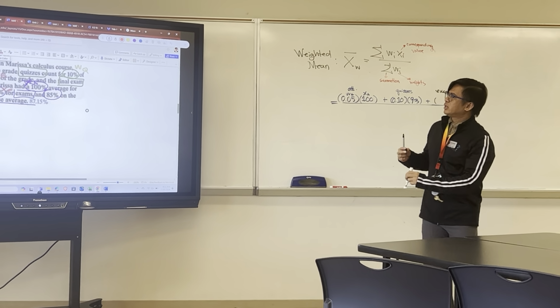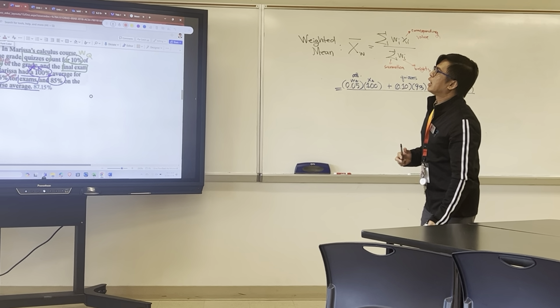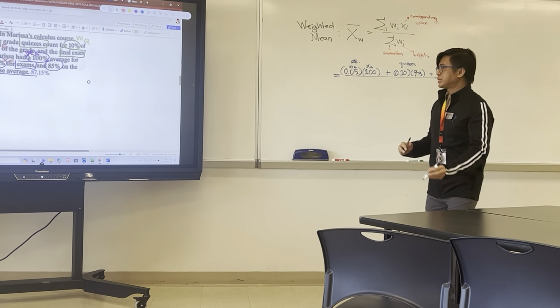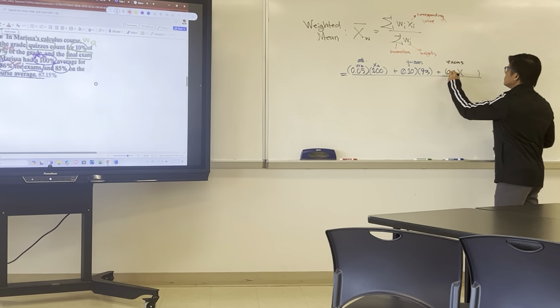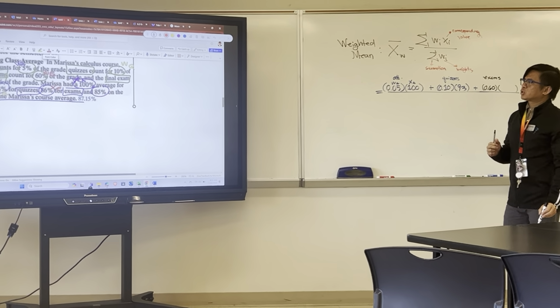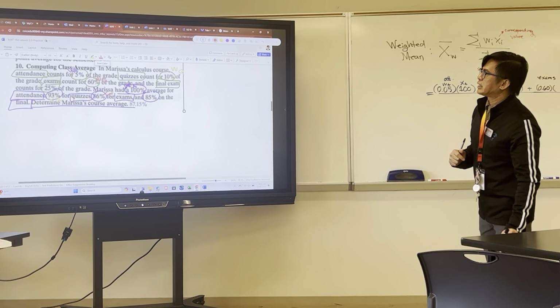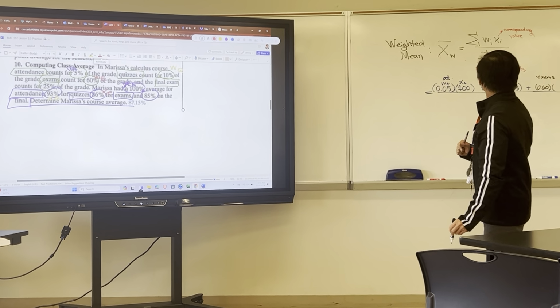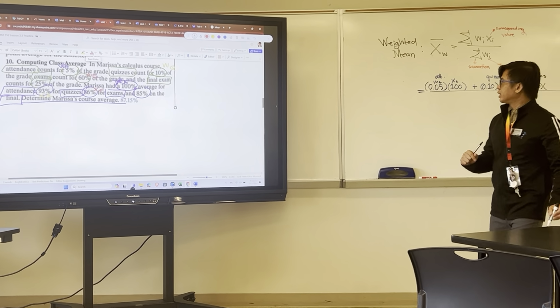What's the weight again? It says the weight is 60%, right? 0.6 of the grade. And what's the score? The score is, it says 86. Exam 86.